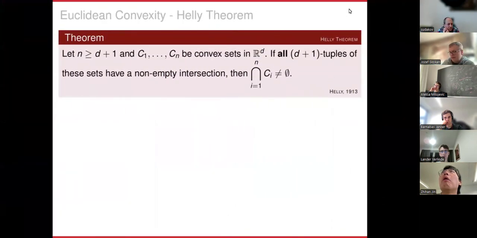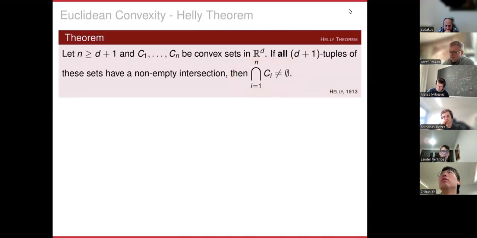All right. Another very nice and interesting theorem is the Helly theorem. Again, this is a theorem about convex sets in R^d. It says that if we take convex sets C1 through Cn, and n is at least d plus 1, then the following is true. If all d plus 1 tuples of these sets have non-empty intersection, then all of them have non-empty intersection.